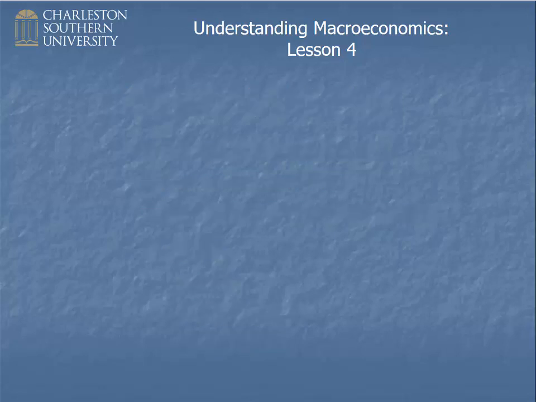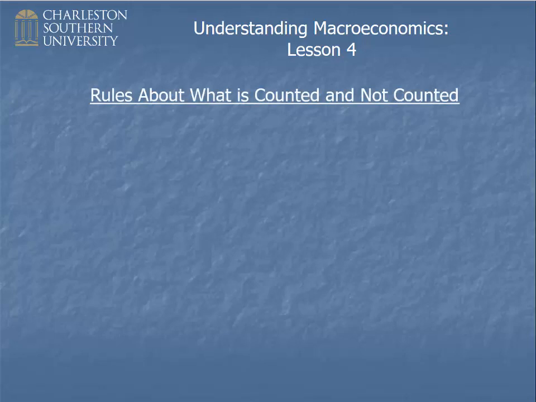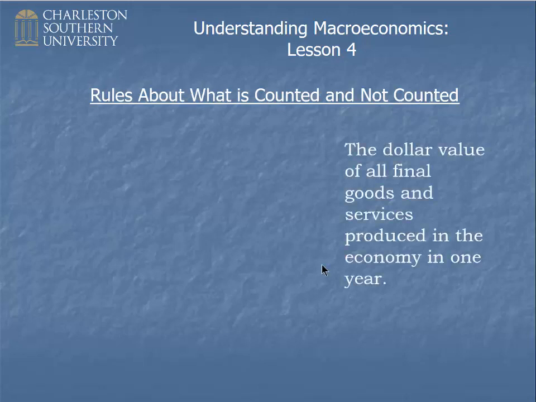All right, so let's go over a few rules about what is counted and not counted. Some of these are obvious, but some are not. So let's start over here. Let's get the definition of GDP: the dollar value of all final goods and services produced in the economy in 1 year. Now, new goods obviously are counted, but what about used goods?